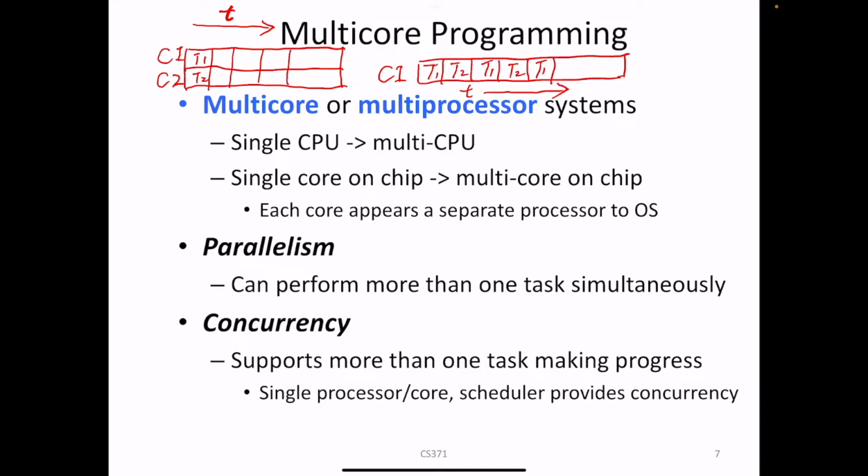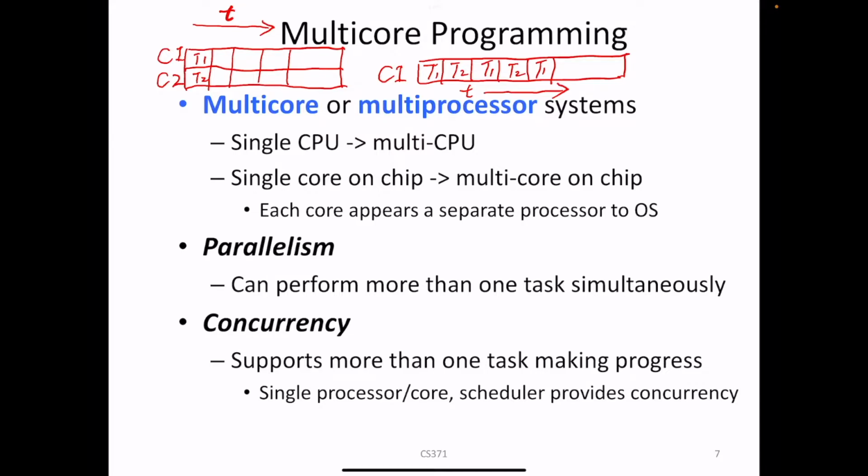On the other hand, we have another concept called concurrency. You need to be very careful about these two concepts because they are very similar, but they are different. Concurrency means the operating system supports more than one task making progress. However, the keyword to differentiate these two concepts is simultaneously.